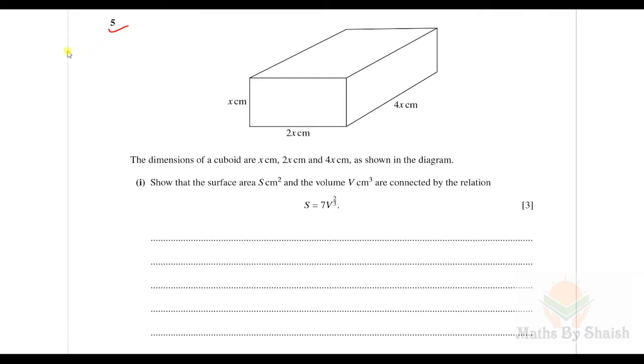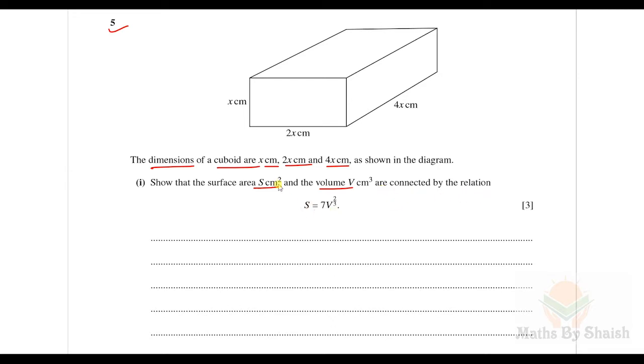In this video, we are going to discuss the next three questions, 5th, 6th and 7th from the October-November 2019 970913, that is Pure Mathematics 1. And here's question number 5. The dimensions of a cuboid are x centimeter, 2x centimeter and 4x centimeter as shown in the diagram. You can see it's a cuboid. Show that the surface area S centimeter square and the volume V centimeter cube are connected by this relation.